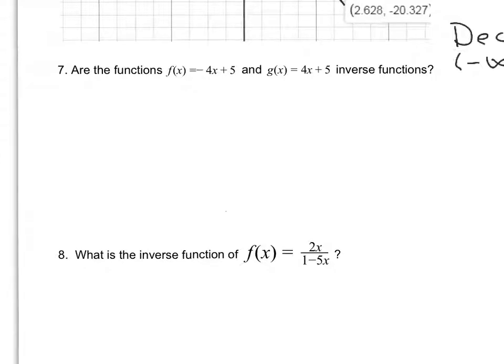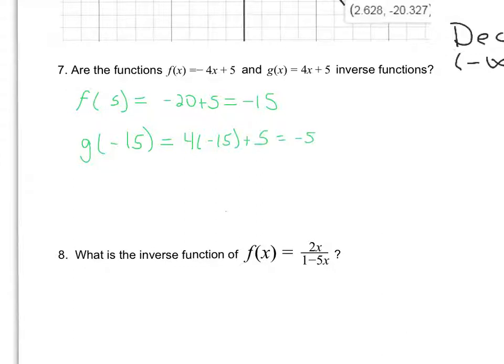So I'm going to pick a random number. I'm going to pick 5. So I'll put in 5 to f. So f of 5 is going to be negative 4 times 5, which is negative 20, plus 5, which is negative 15. So if g was really the inverse, if I plug in negative 15, I should get 5 back out. So let's see what g of negative 15 is. So g of negative 15 would be 4 times negative 15 plus 5, which would be negative 55.